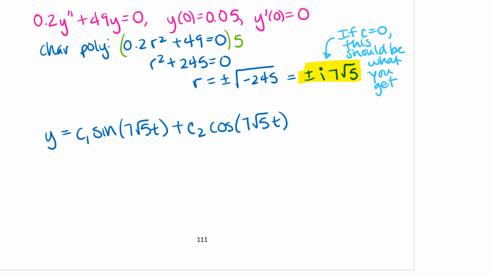All right, so that's my general solution. I do have initial values, so we'll go ahead and use those to find our c1 and c2.